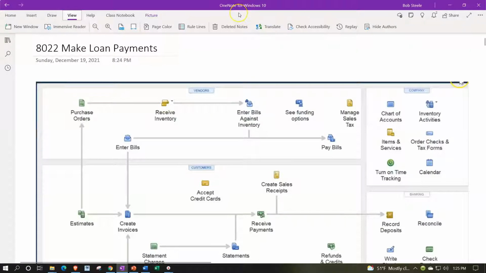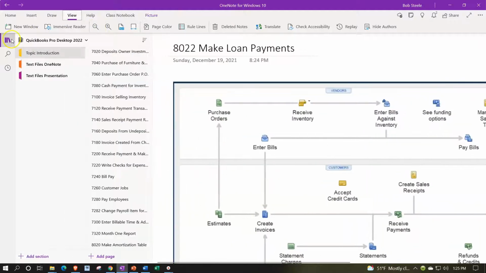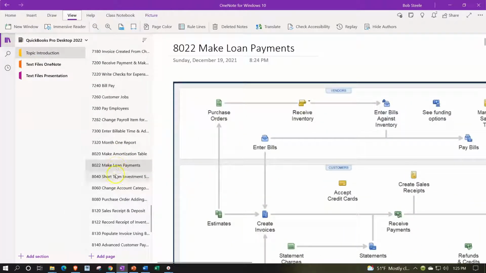If you have access to OneNote and would like to follow along, icon on the left-hand side, topic introduction in the 8022 Make Loan Payments tab. Also take a look at the Immersive Reader tool, topic introductions in the text area too. Same name, same number, but with transcripts. Transcripts that can be translated into multiple languages and either listened to or read in them. Same name and number as presentations as well.